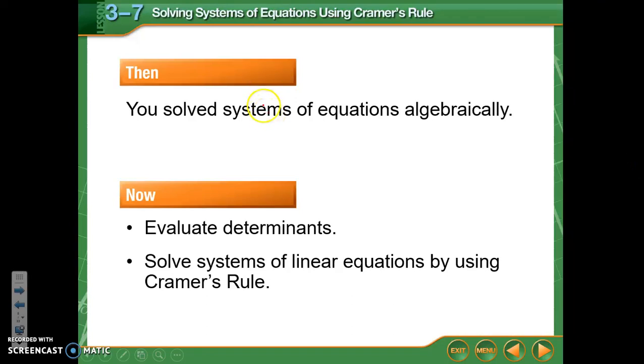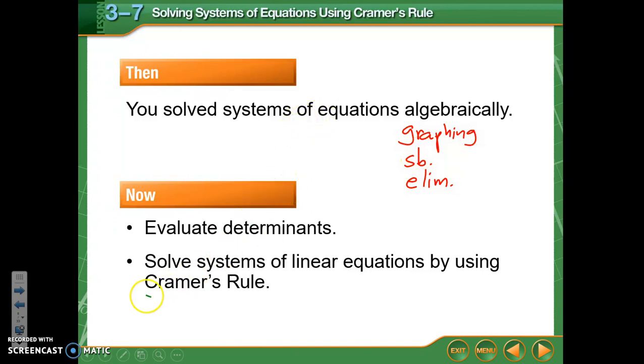Hi, and welcome to section 7, where we are going to learn a new way to solve systems of equations. If you remember, we have solved systems of equations algebraically by using graphing, by using substitution, and by using elimination. Those are the 3 ways that we have learned before. We also talked about using a table, so I guess we talked about 4 ways.